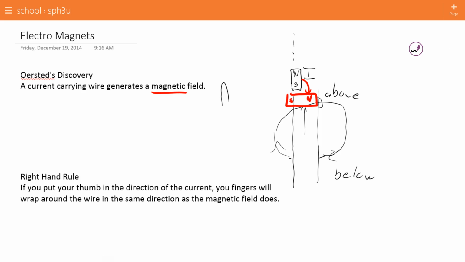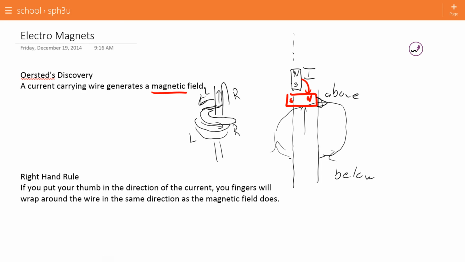I've had to re-record this video because of this already once. And here's the palm of your hand, and you can imagine your fingers would be wrapping like that. Okay? And here's the wire moving through your hand. And then your thumb is in the direction of the current. And what you can see is behind the wire, or underneath the wire, your fingers are wrapping in one direction and above they're wrapping in the other. And that shows the direction that this magnetic field is going. Above the wire it's going from left to right, and below the wire it's going from right to left.